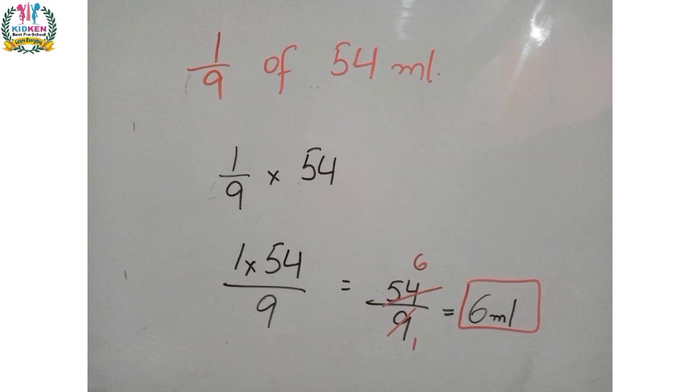Next part of this question is 1/9 of 54 ml. Again we multiply 1 into 54, then divide it by 9. So 1 multiplied by 54 is 54, then divided by 9. We count the table of 9: 9 ones are 9 and 9 sixes are 54. So our solution is 6 ml.